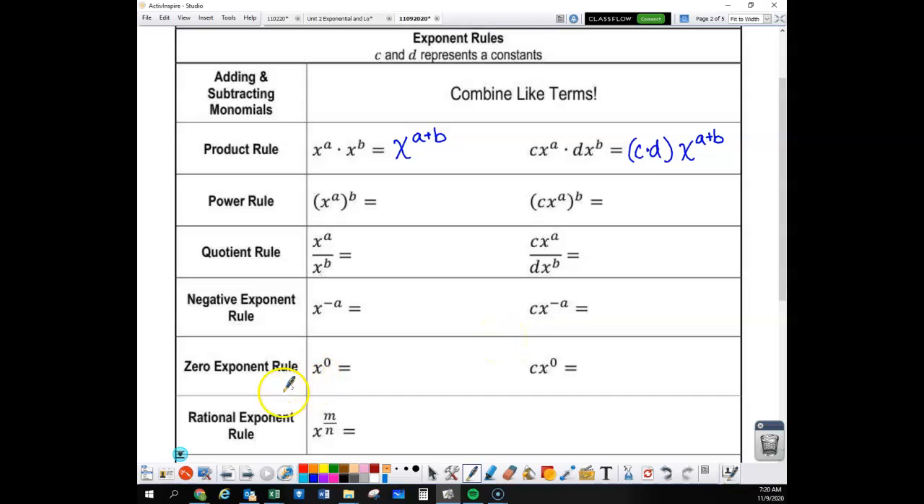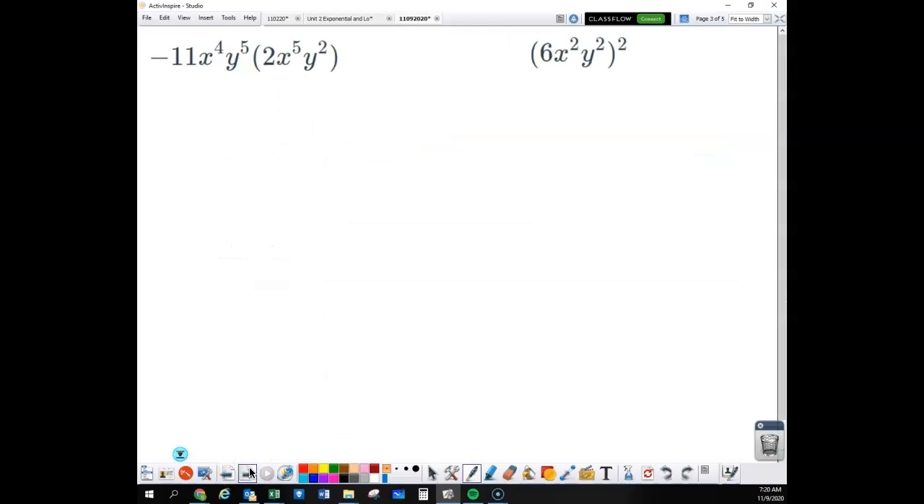Okay, let's do an example of that. This is not in your notes. So I have negative 11 x to the power of 4 y to the power of 5 times 2x to the power of 5 times y to the power of 2. So what's going to happen is I'm going to multiply the negative 11 and the 2. So negative 11 times 2.